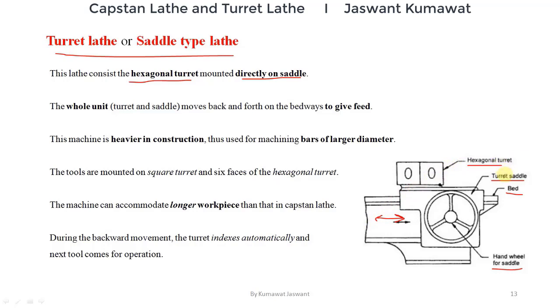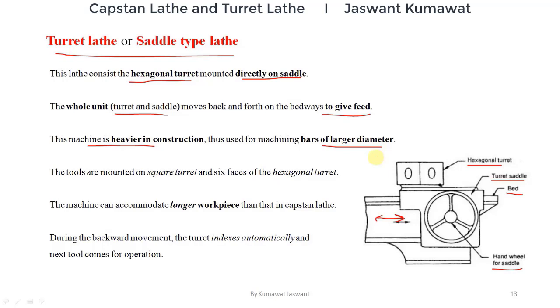Here it should be noted that there is no ram in the turret lathe. That's why it is known as a saddle type lathe. The whole unit, turret and saddle, moves back and forth on the bedways. It means the unit moves longitudinally to give the feed. As there is no ram, this is heavier in construction and can be used for machining bars of large diameter. In the turret lathe, there is generally a side hung type carriage.